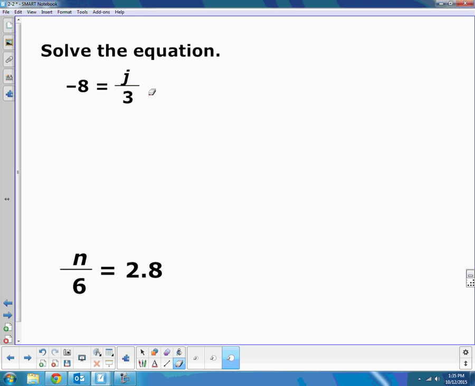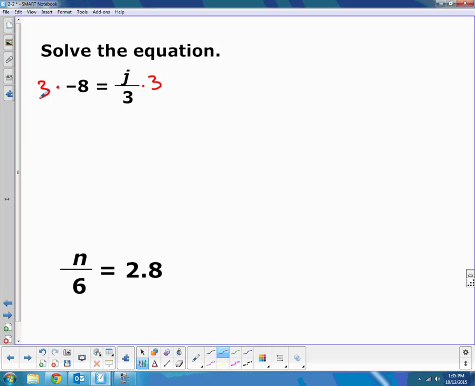And the inverse operation, the opposite of dividing, is to multiply. I'm going to put a dot for dot product for multiplication. And since it's j divided by 3, we're going to do times 3. We're going to do the inverse operation, the opposite, times 3. And that's how we show the work.